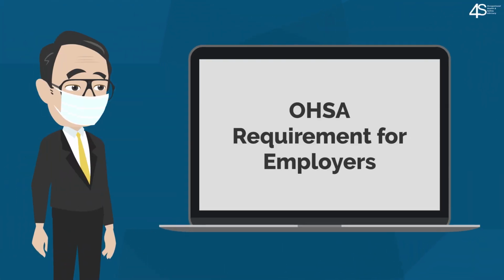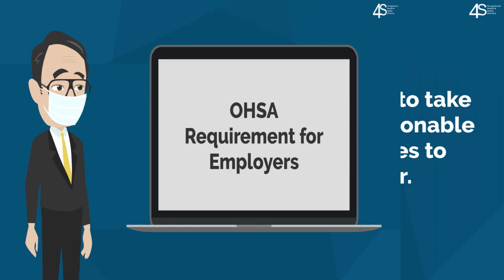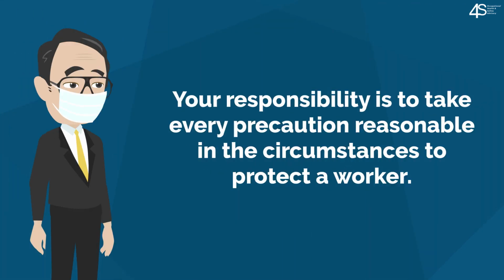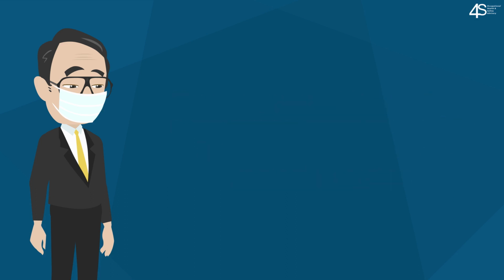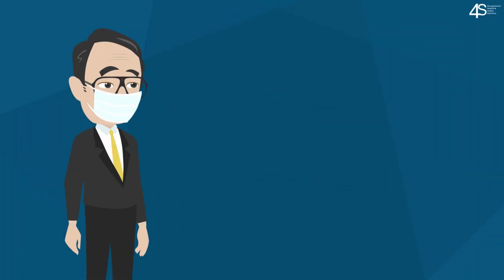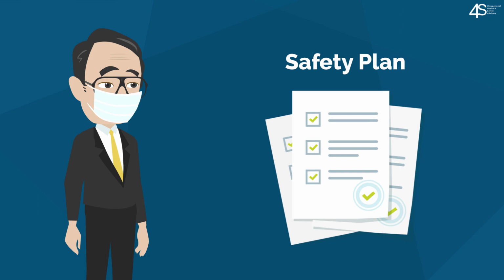As an employer, you need to follow the guidelines and the requirements set out by the Occupational Health and Safety Act. Let's look at these requirements. Under the Occupational Health and Safety Act, as an employer, it is your responsibility to take every precaution reasonable in the circumstances to protect a worker. By law, all businesses that are operating must have a written safety plan. The plan must be available to anyone who asks to see it and must be posted in a place where it will be easily seen.